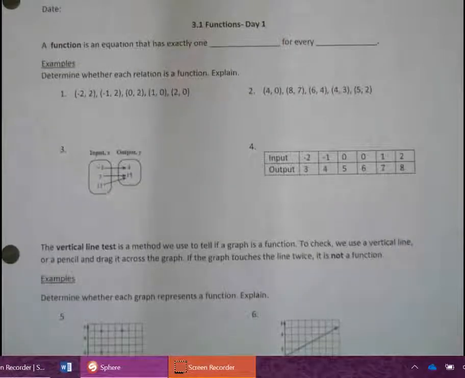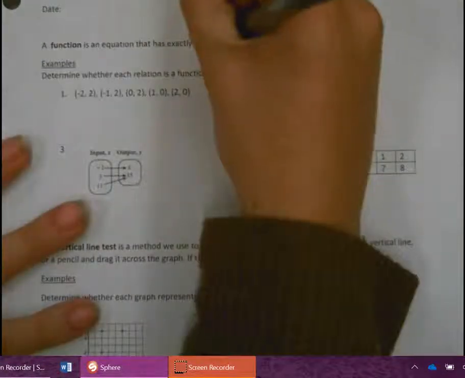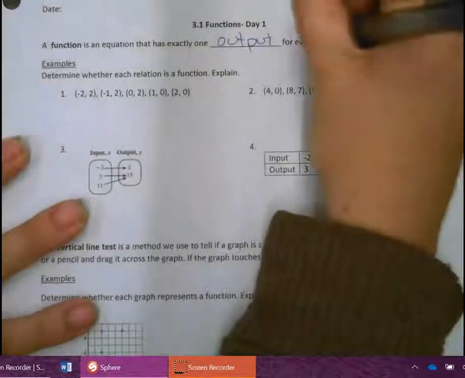So a function has exactly one output for every input. Is that what you were thinking?